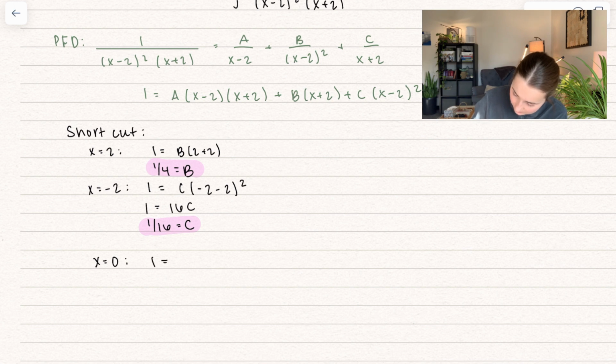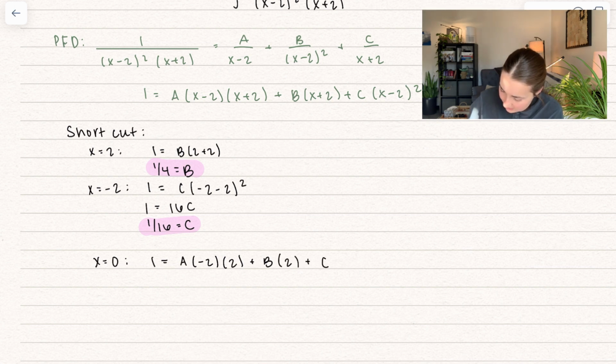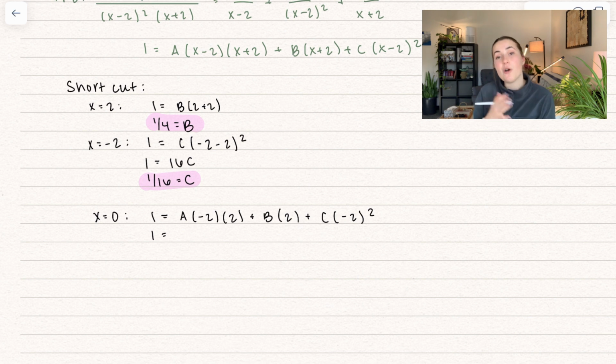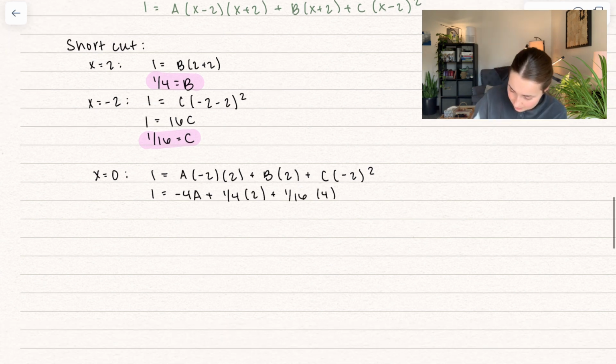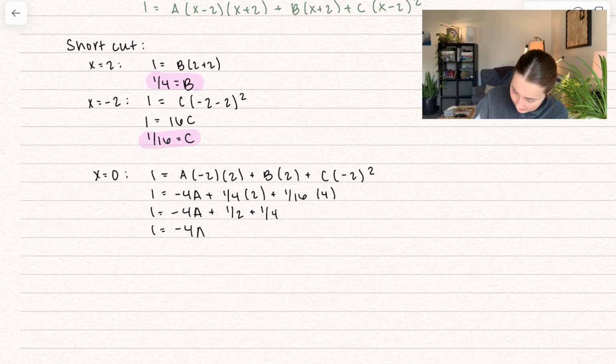We get 1 is equal to a times -2 times 2 plus b, and that's just going to be 2, plus c times -2 squared. But we know what c and b are equal to, so we can also plug those in. So we get -4a plus b is equal to 1/4, which is multiplied by 2. And then c is 1/16, and that's multiplied by 2 squared, which is 4. So here we can simplify this out. We get 1/2 plus 1/4. So we get 1 is equal to -4a plus, and then that is going to be equal to 3/4.